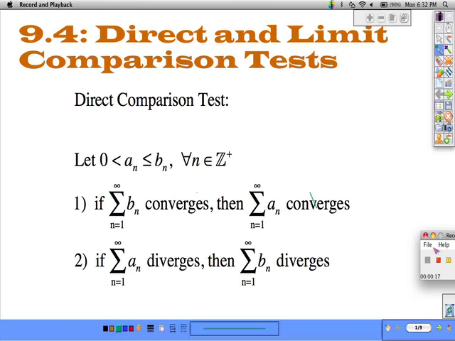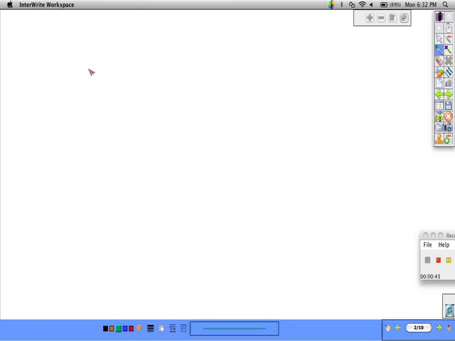if we have a sequence a sub n that's always less than or equal to b sub n for all values of n in the positive integers, then if b sub n converges, then a sub n also converges. If a sub n diverges, then b sub n diverges. And I'll offer a proof for the first one.